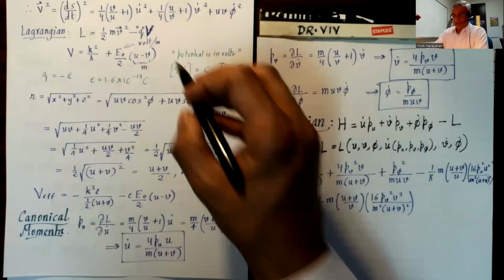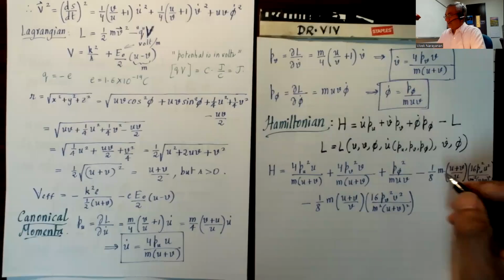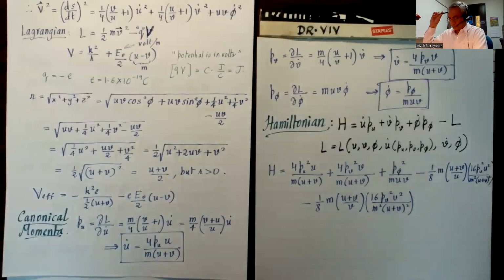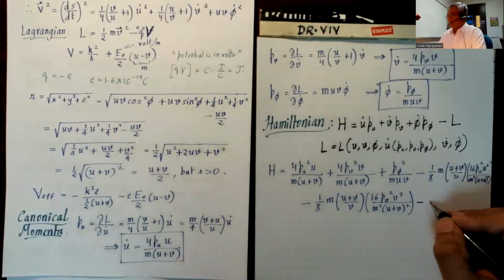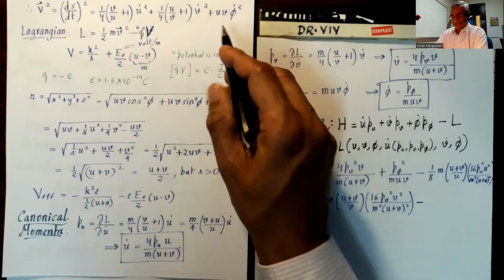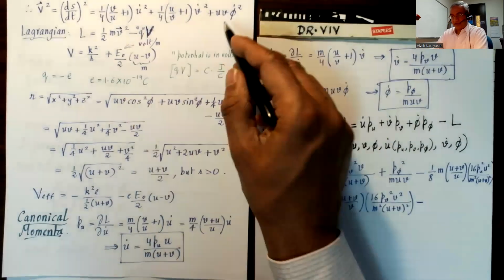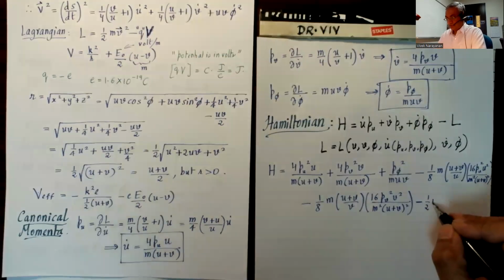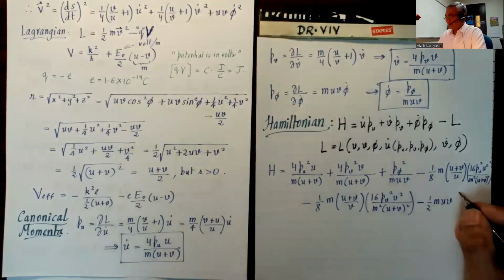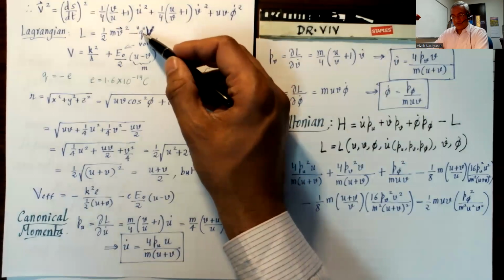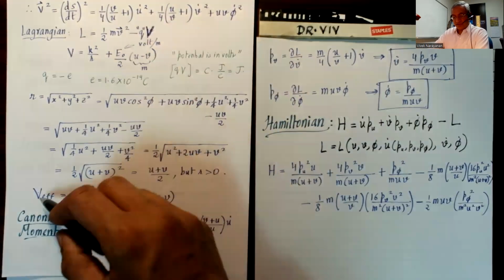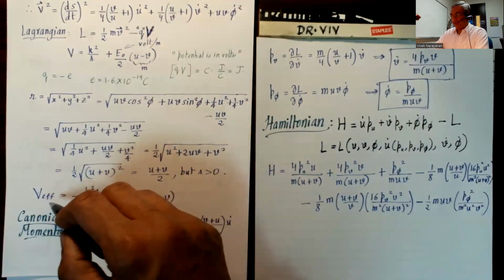And then I have this term uv times phi dot squared. But it's a negative L, so it's going to be negative. First, I'll do 1/2 m times that. And then I'll do the phi dot squared. All right, now here I have minus q times v, so it's going to be minus the effective potential. So I'll just make it plus the effective potential.